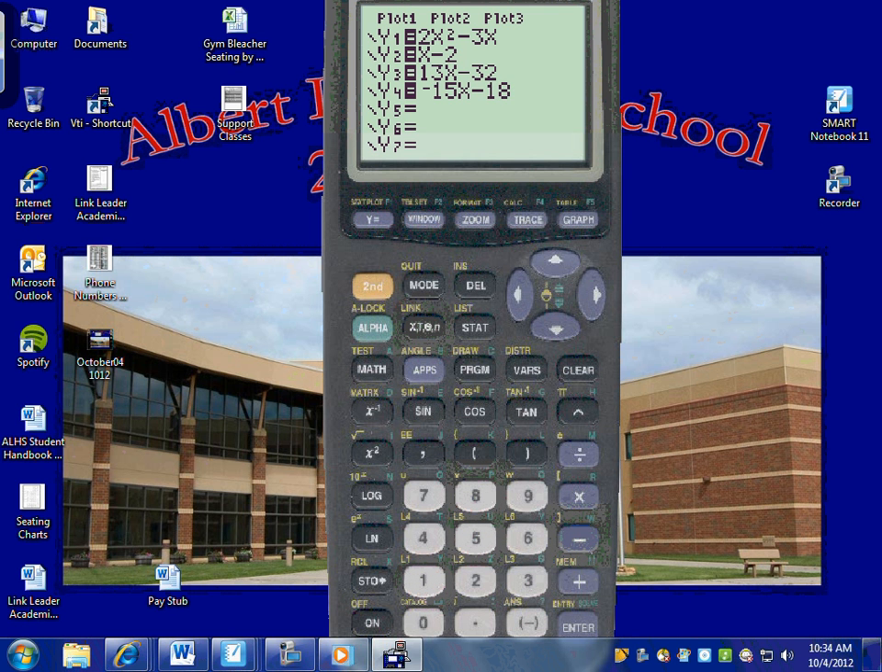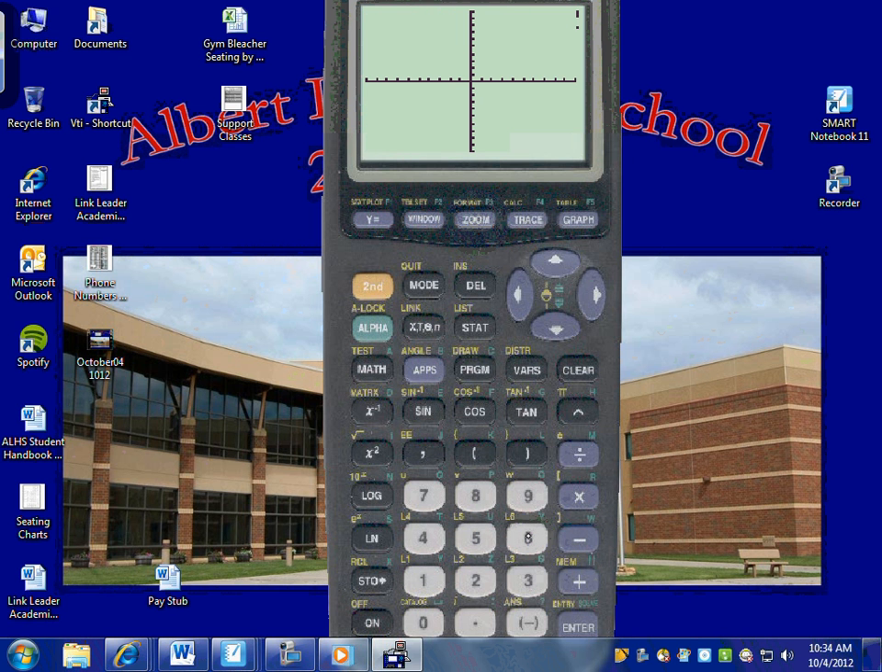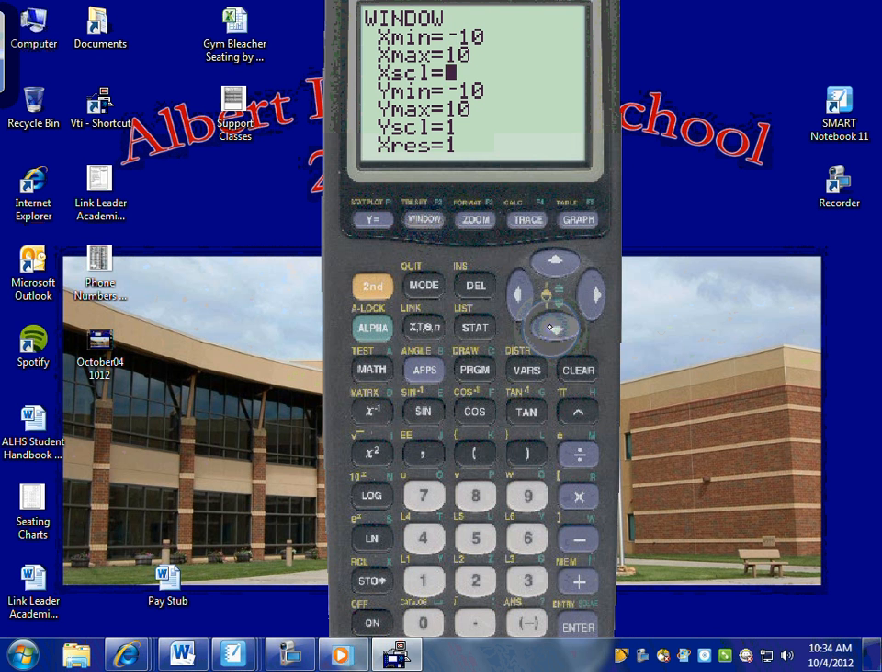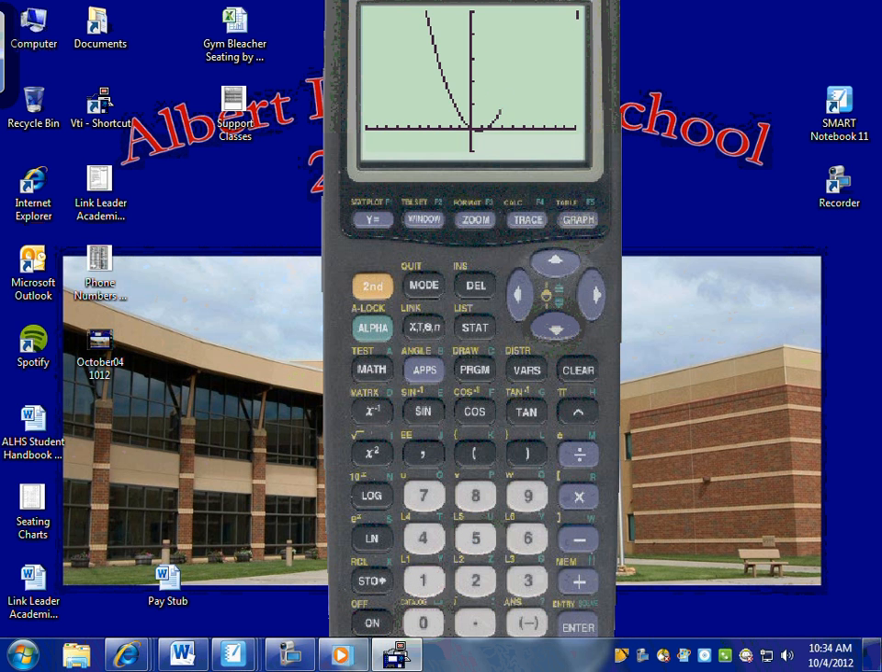So, if we just go Zoom 6, Zoom Standard, you can see we have our parabola. Looks like that's tangent. Looks like that's tangent. Looks like that's tangent. If you don't like your view, then go ahead and change your window so you can go up to a y maximum value of, say, 50. And if we try it again, we should be able to see, looks tangent, looks tangent, looks tangent.